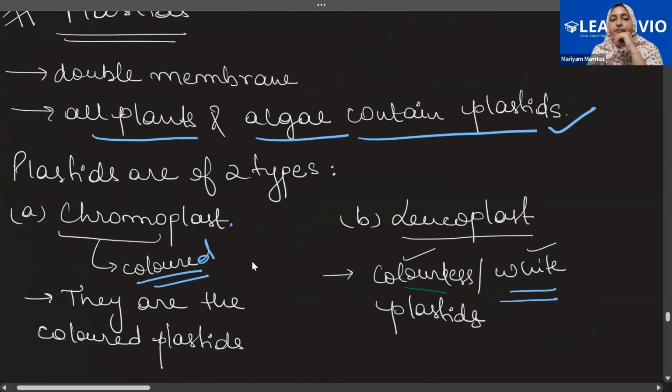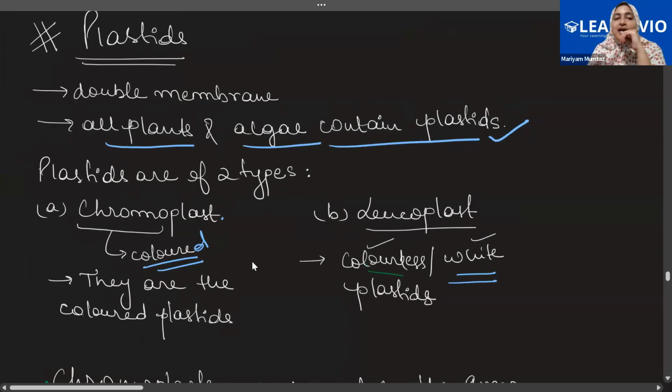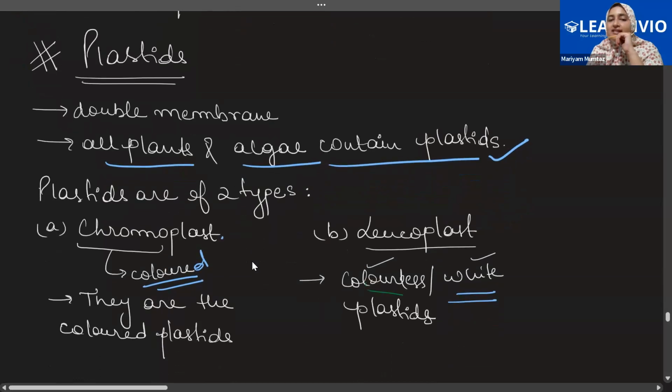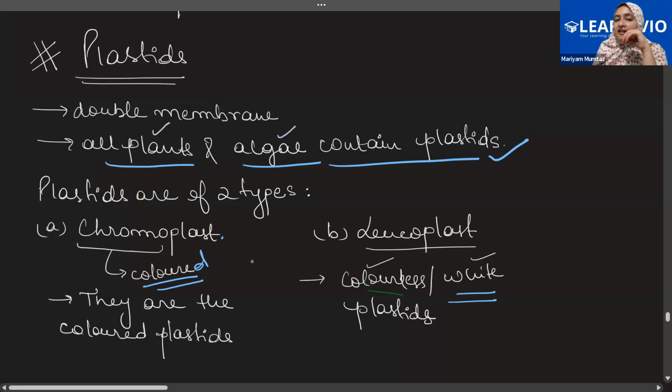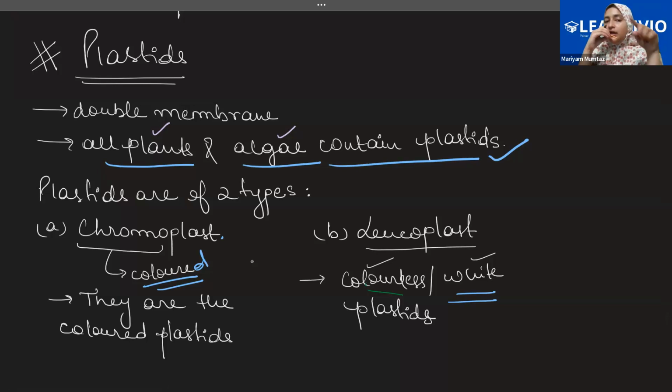Very good. Now we'll talk about the plastids. Plastids are one of the most important cell organelles of the plants. It is a double membrane structure and all the plants and the algae contain the plastids, meaning they have the plastids present in them. Will the human cell or the animal cell have plastid? No, ma'am. No, never. It is not possible.